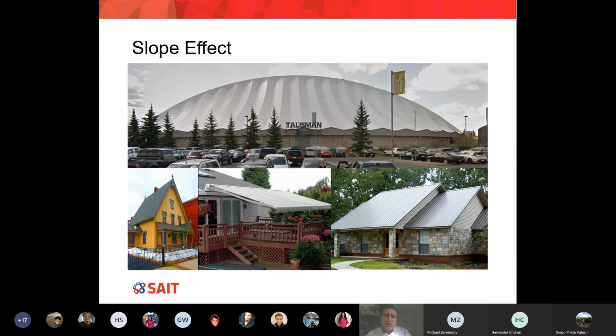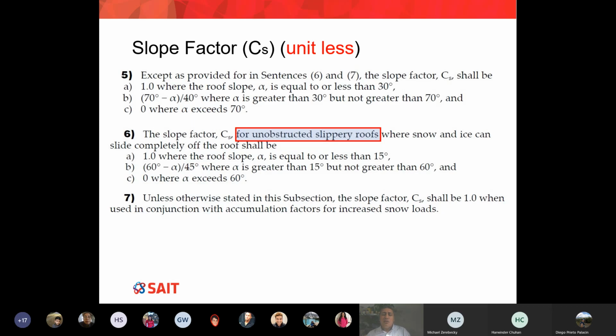Now, what happened is if my roof is not really slippery, first of all, let's read number 7. And number 7 says, unless otherwise stated in this subsection, the CS factor shall be 1 when used in conjunction with accumulation factor for increased snow. I know that this is our next discussion. So in the next slide, I'm going to talk about accumulation factor C sub A. So my point here is, if your C sub A, the accumulation factor, is more than 1, in this case we still leave the slope factor as 1. Anyway, I'll go back to this one when I show you the meaning of accumulation factor.